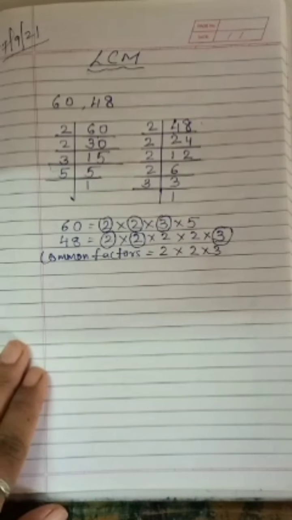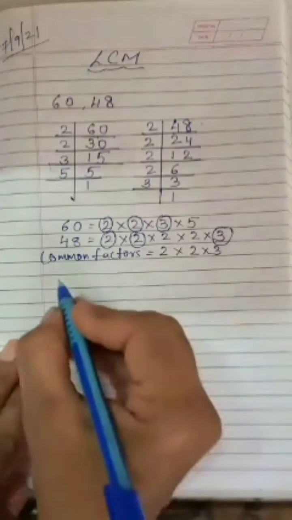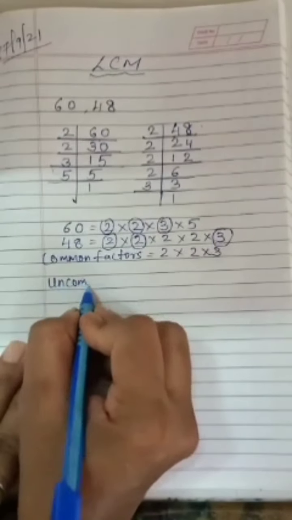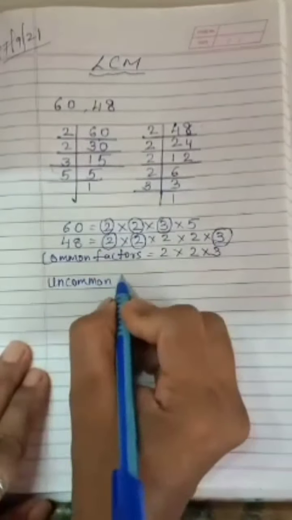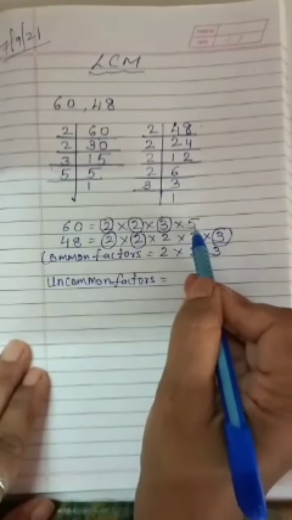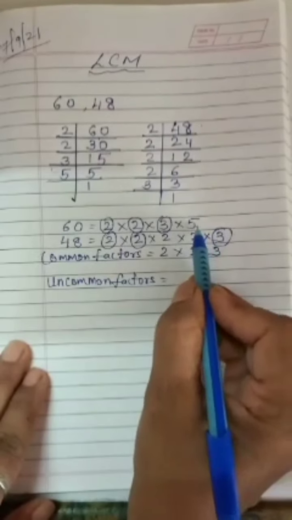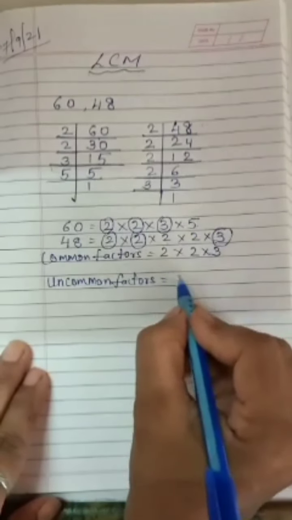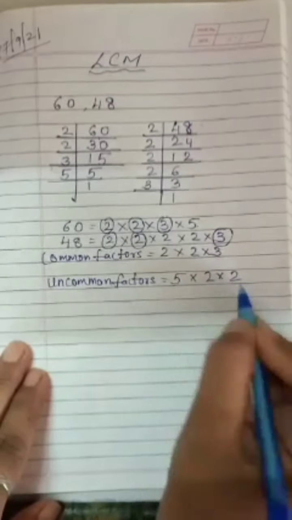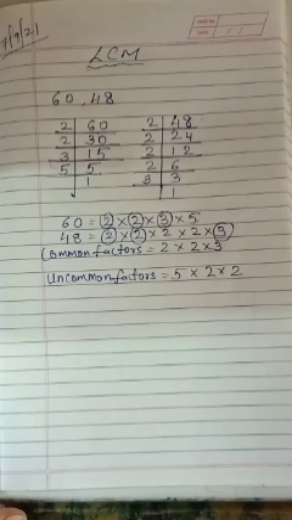Now let us write what are the uncommon factors, means which are not common. Uncommon factors are 5, the remaining numbers 5, 2 and 2. Okay, 5 into 2 into 2. Okay, now let us see what is the LCM.